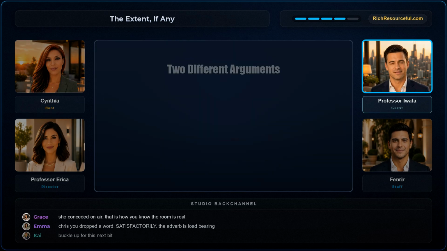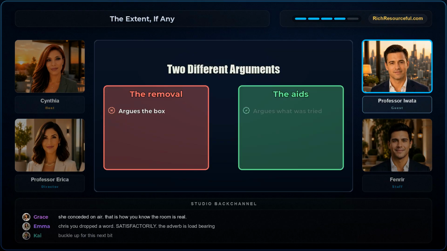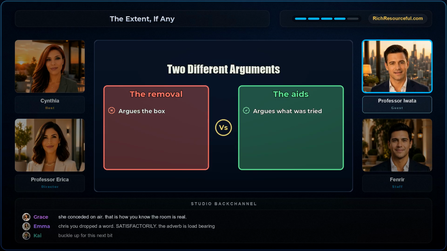Which disagreement? About the removal or about the aids that came before it? Two different arguments, and families lose the second. The aides. They think we never really tried. Then the box is the wrong fight. An explanation is only as good as the record behind it.